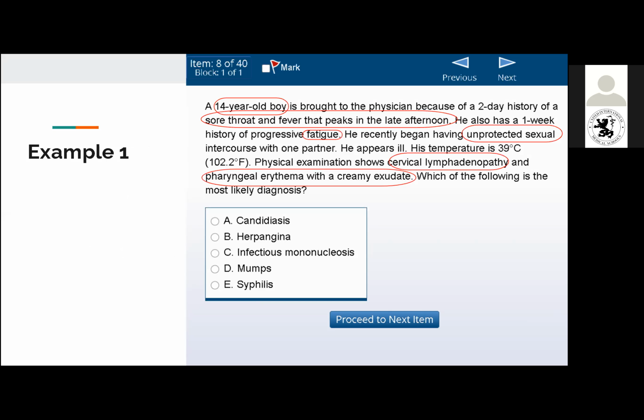So this is an example of a question. This was a relatively easy question. You won't have a lot of these on your real exam, but it's really important to know how to extract information from this question.